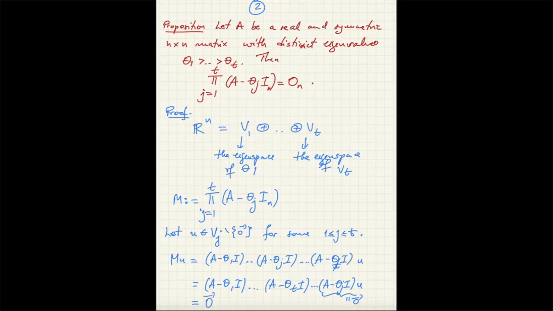So for any vector in any eigenspace of A, Mu equals 0, and therefore that implies that M is the 0 matrix. Because if you take x as any vector, x is going to be a linear combination of vectors from these eigenspaces, and therefore Mx will equal 0.